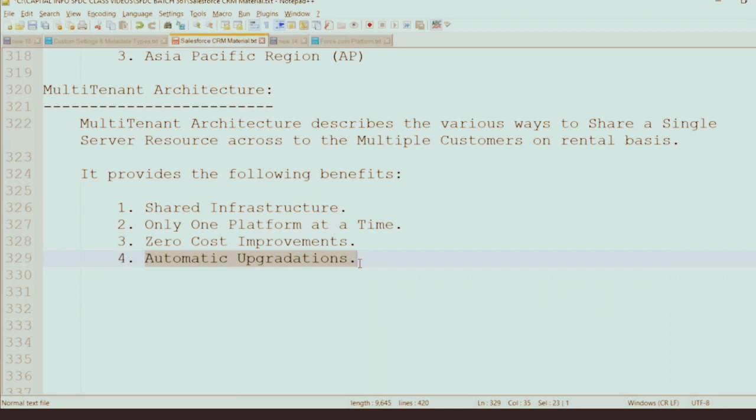These are the benefits available as part of multi-tenant architecture. Salesforce is purely supporting multi-tenant architecture. Because of this multi-tenant architecture, we are getting all these benefits also. Okay, clear? Understood the concept now? This is also called multi-tenancy. From the interview point of view, if anybody asks you what do you mean by multi-tenancy, then we can explain all these functionalities.